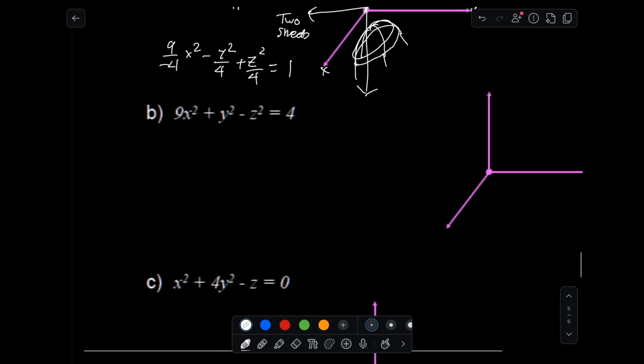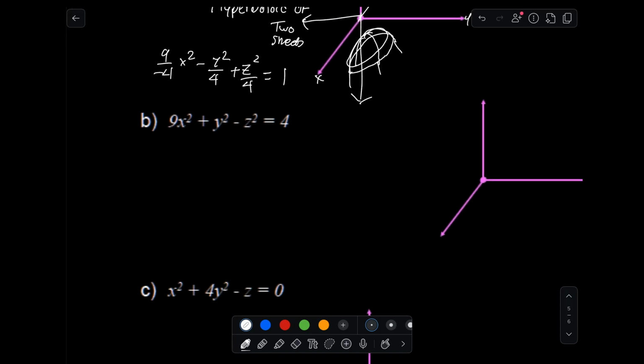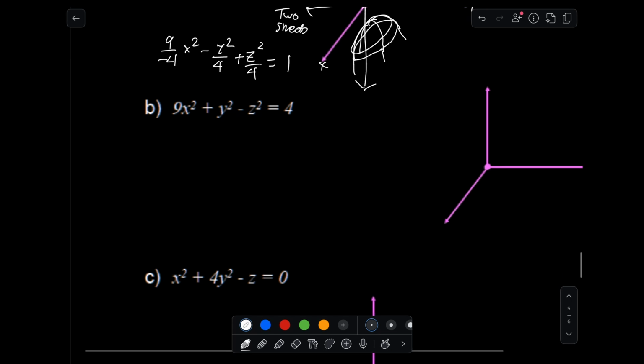This one, example B, is a hyperboloid of one sheet. And this will be a lot more manageable to draw. So again, let's just get everything down to its easier components. It's going to be 9/4 x squared plus y squared over 4 minus z squared over 4 equals 1. And then let's just set z equal to 0 first off.